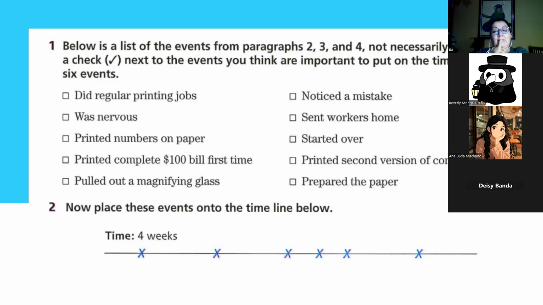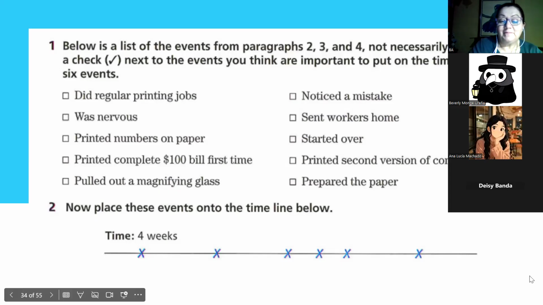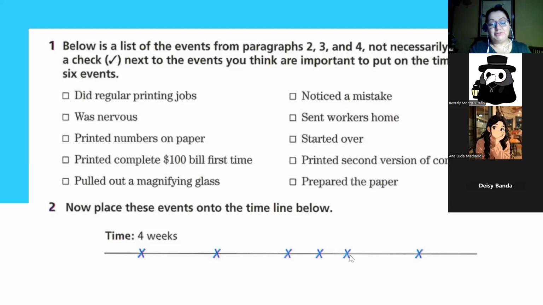Create, complete 100 bills, first time. Next? Then second version of complete. Notice the mistake. You notice a mistake. That's right. Then? Start over. You notice a mistake. You have to start over.